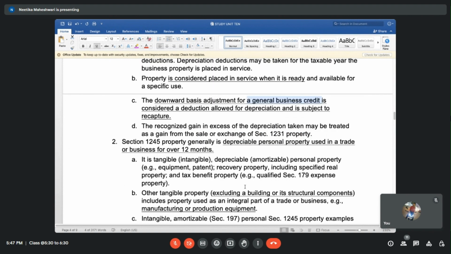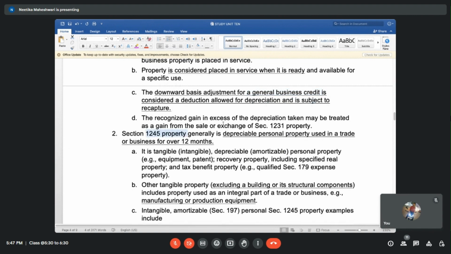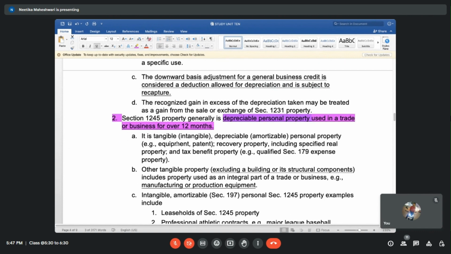Okay, so let's go over what is section 1245. Property is generally depreciable personal property used in trade or business for over 12 months. This is what we can make your notes. You can write down section 1245 is a depreciable property. It's a personal property. It's not real in nature. It's not a real property. It could be tangible, intangible, depreciable. It could be equipment. It could be a patent. It could be any recovery rights that we have, or any other kind of property.